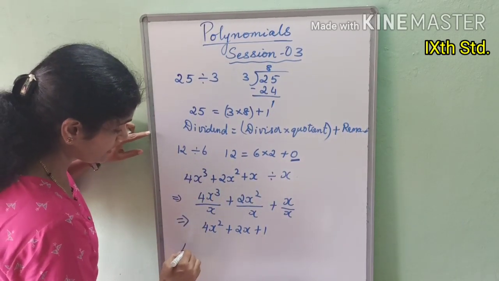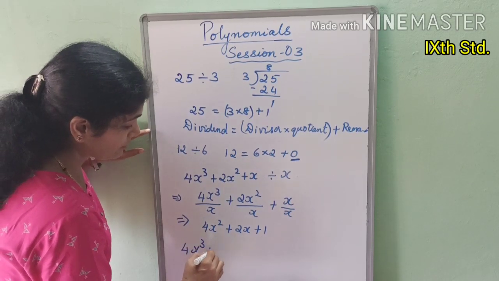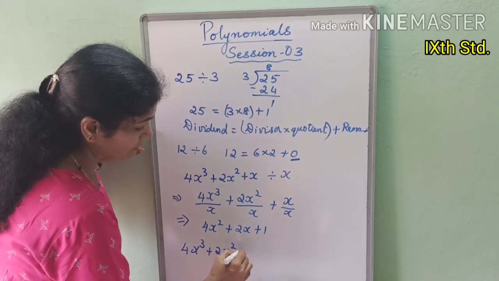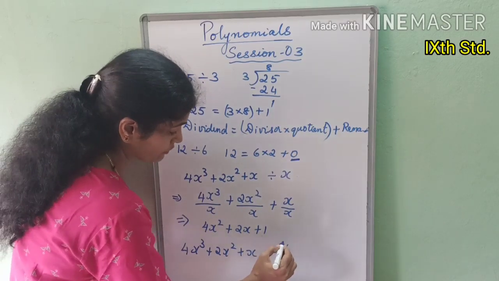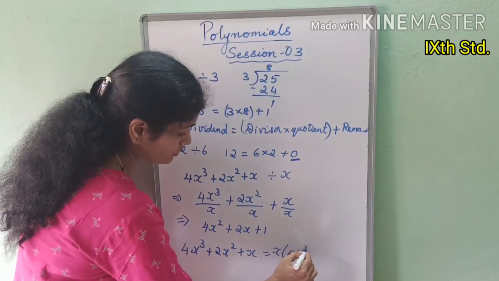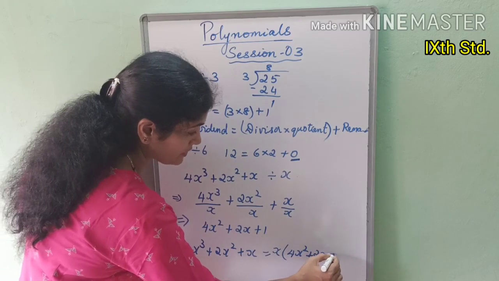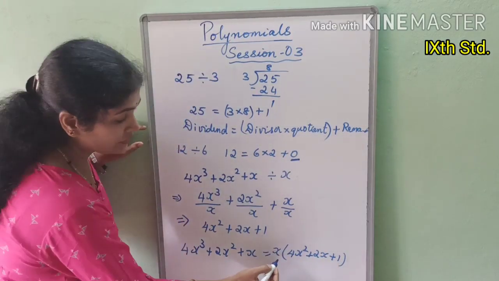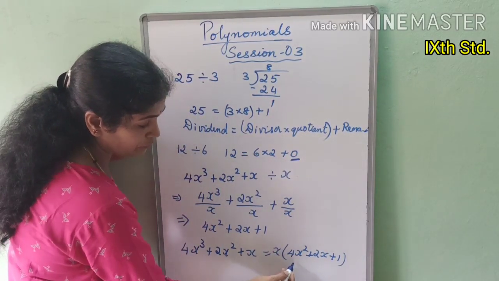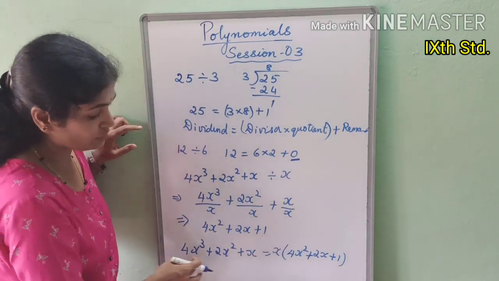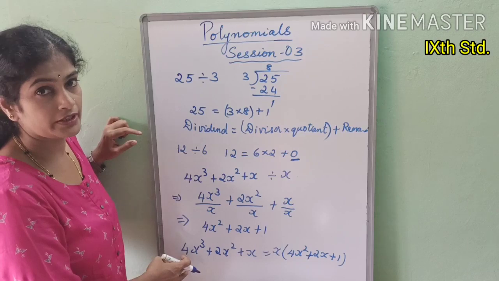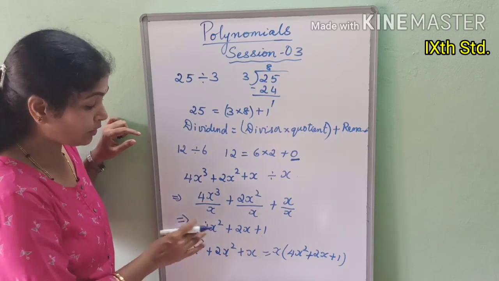So this 4x cube plus 2x square plus x can be written as x into 4x square plus 2x plus 1. So these two, x and 4x square plus 2x plus 1, are the factors of this polynomial.